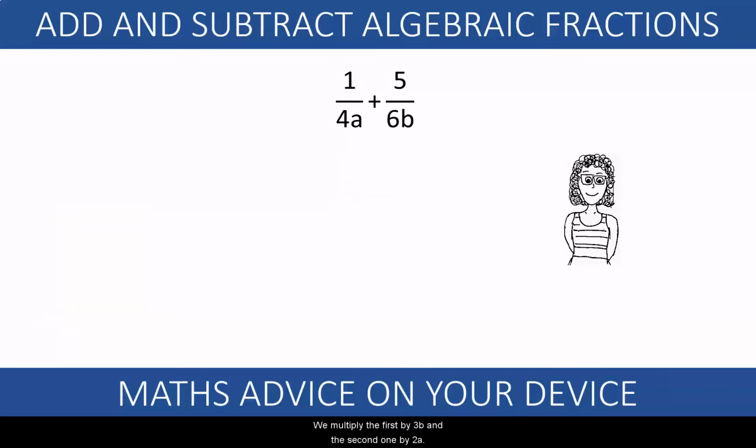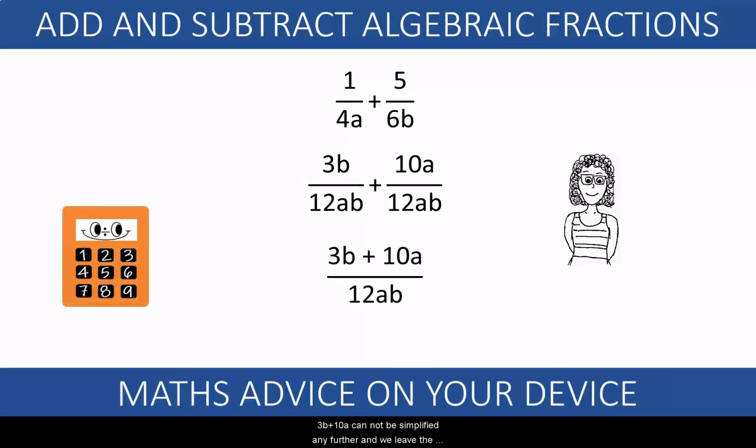Again, we multiply the first by 3b and the second one by 2a. 3b plus 10a cannot be simplified any further, and we leave the denominator 12ab.